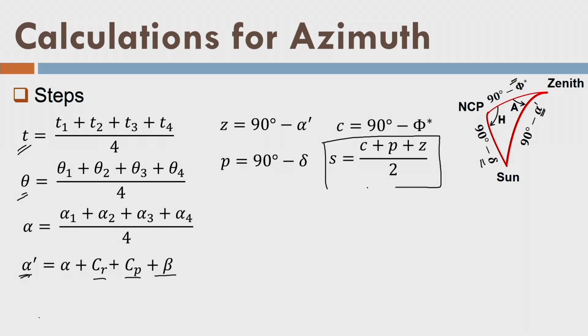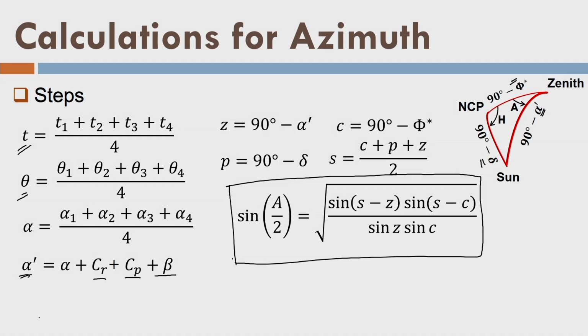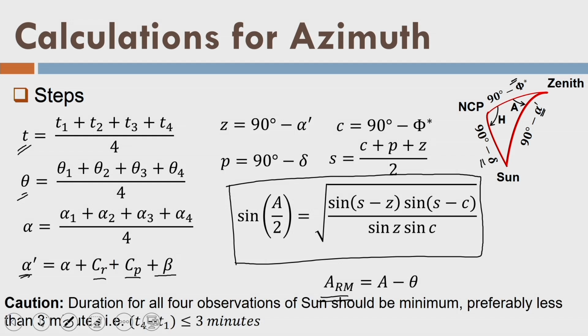Let us calculate the zenith angle, co-latitude and co-declination, and calculate this value of S, which is the summation of the 3 values divided by 2. So put this formula now, this sin A by 2 here, and find out the value of A, and that is nothing but the azimuth of the sun at a given moment t. So basically it is the azimuth of the sun with respect to true north at your place. Now you can find out the angle of the reference mark with respect to true north, and that is the azimuth of the place.